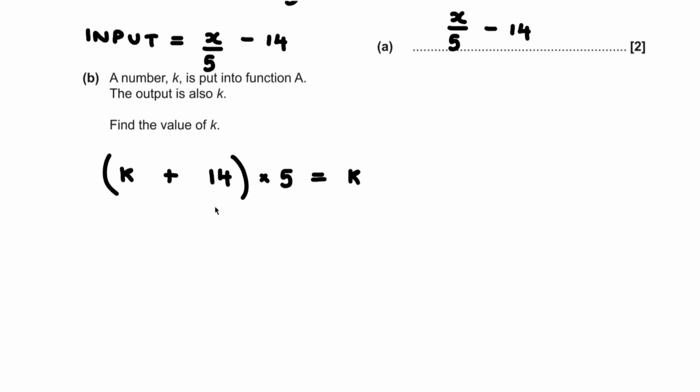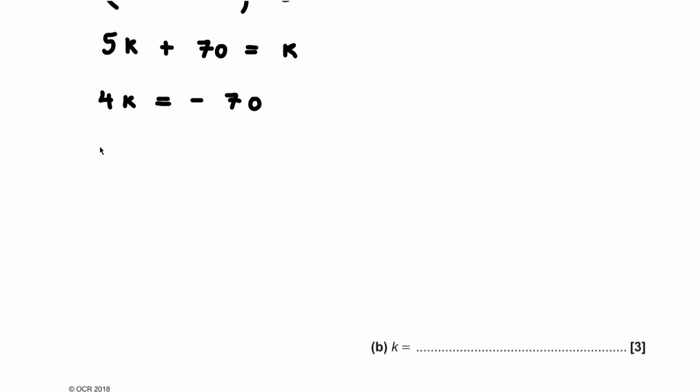So let's expand the brackets. K times by 5, that's 5k. 14 times 5, or rather, it's 70. And then here, I've got k. 5k subtract k, that's 4k. 4k is equal to negative 70, and if you divide through by 4, k is equal to negative 17.5.